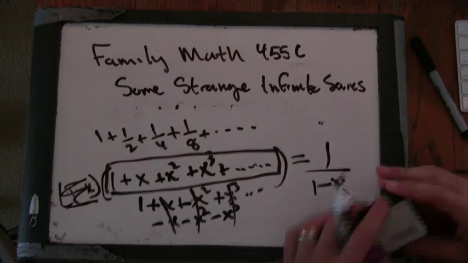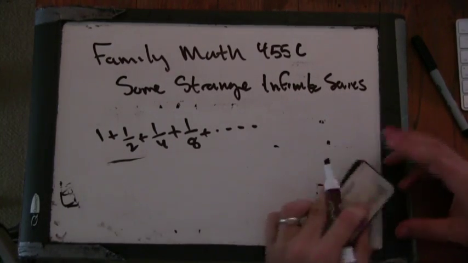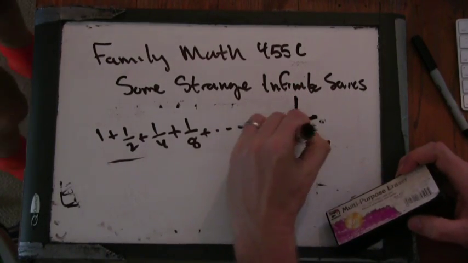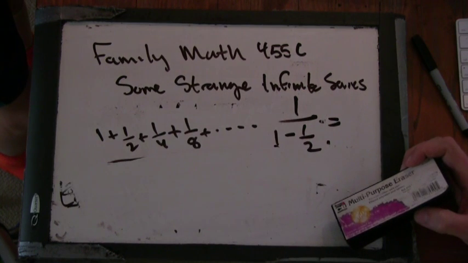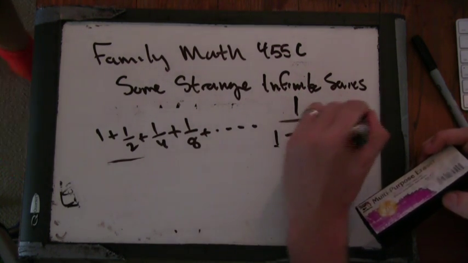So let's see what happens. Here x is a half. Let's see if it works. 1 over 1 minus a half is 1 over a half, which is 2.